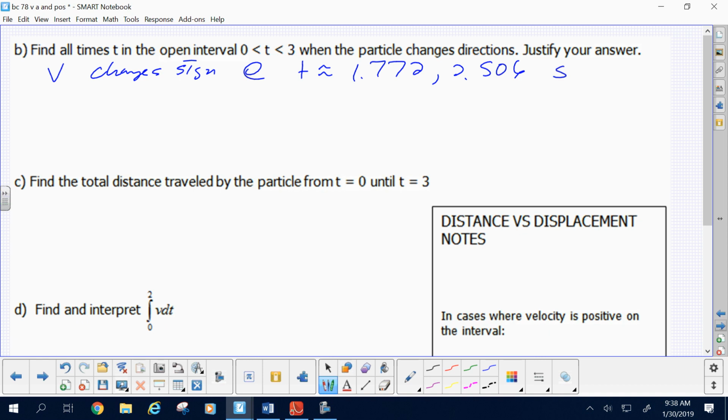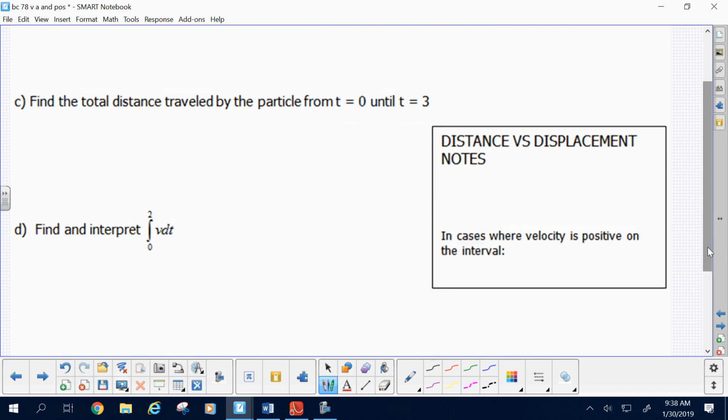Total distance. We've done that quite a bit, but it's worth reviewing because it's super important. Distance versus displacement. How do you find distance when you are given a rate? What do you integrate? Velocity or absolute value of velocity? Absolute value of velocity, also known as speed. You integrate speed. How far are you going? I don't care which direction. Use the speed, not the velocity.